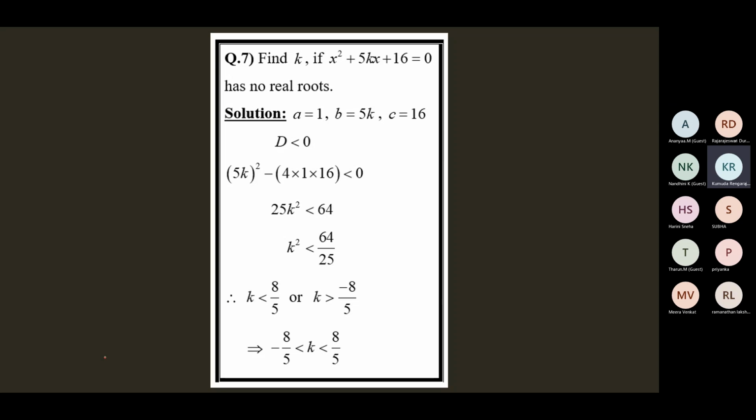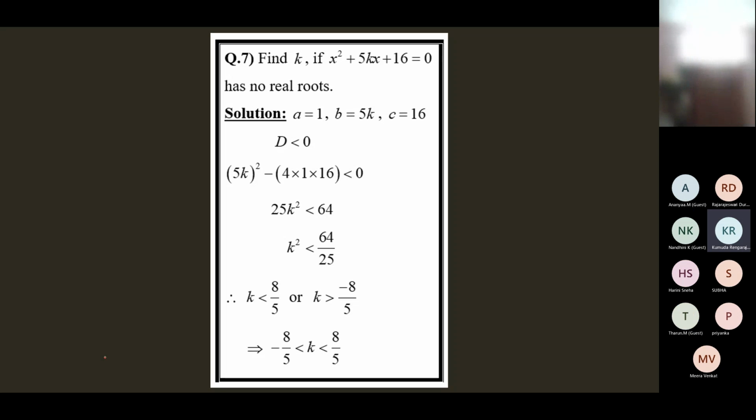Find K if the equation has no real roots. It's given that it has no real roots. That means b square minus 4ac is less than 0. Substitute the values and you get 25k square less than 64. K square is less than 64 by 25. Perfect square it is, so 8 by 5. As I tell you, same inequality, positive value, 8 by 5. Reverse inequality, negative value, minus 8 by 5. So let's just see this on a number line.